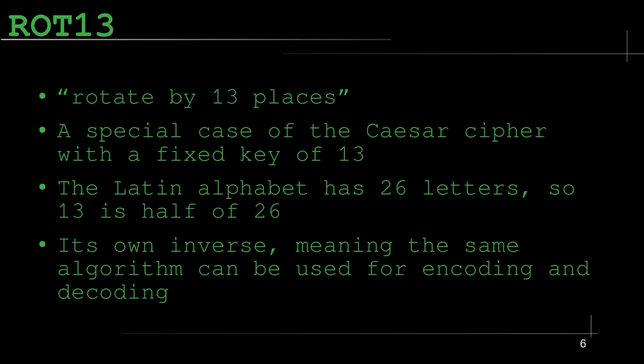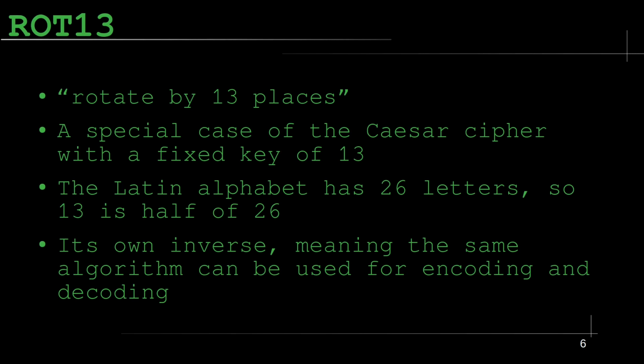The interesting thing about ROT13 is that it is its own inverse. The Latin alphabet has 26 letters, so 13 is half of 26. That means that to undo ROT13, you just apply the same algorithm again. So if you encrypt a message with ROT13, you can decrypt it by using ROT13 again. This makes it very easy to use, but also very weak as an encryption method.